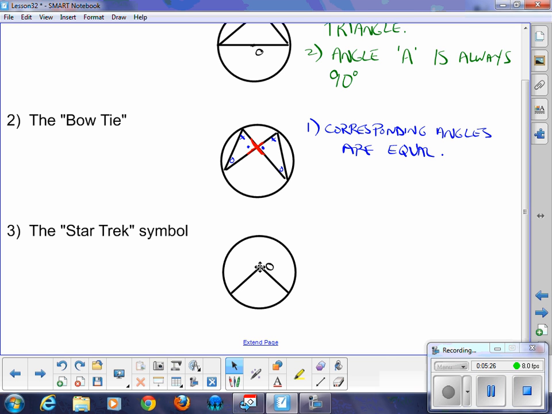And to finish off the Star Trek symbol, because I know everyone's eagerly wanting to see how much of a nerd I am. If you don't know this, pause the video and go Google Star Trek, and it's the little symbol that they have on their uniforms.